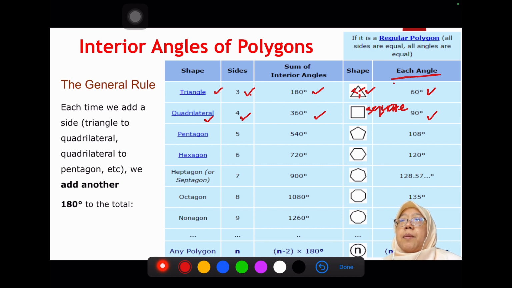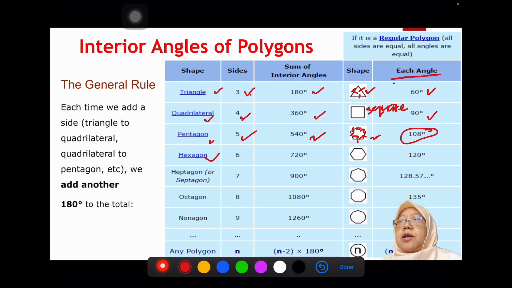So it is a regular polygon. For a pentagon, it has 5 sides. The sum of interior angles is 540 degrees. And this is the shape of a pentagon, where it is also a regular polygon, where all the sides have the same length. So each angle in a pentagon is 108 degrees.